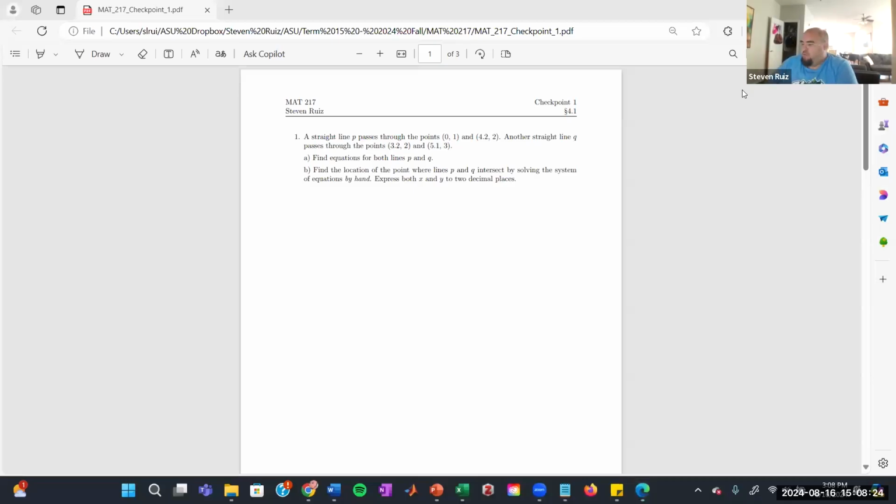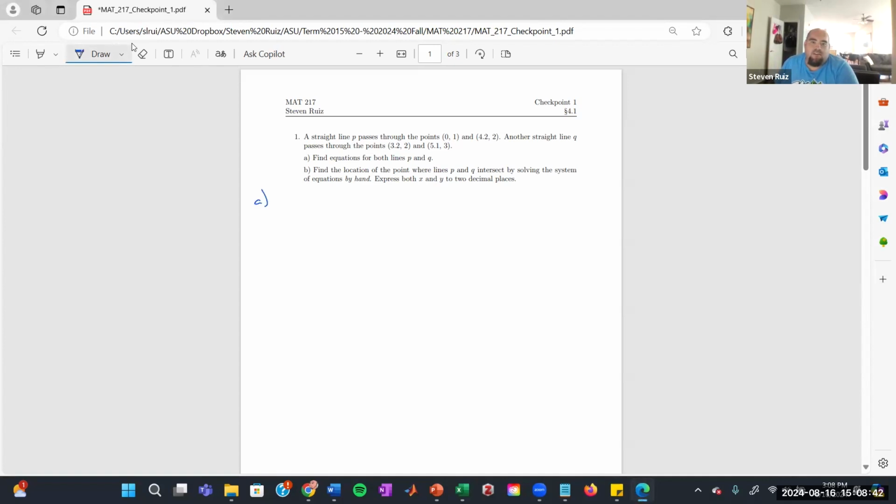All right, let's look at the questions from checkpoint one. Go over a possible solution for them. So question one, you're given two straight lines, and all you're really told about them to start is a pair of points that each one goes through. So part A of this, I want to find the equations of both those lines.